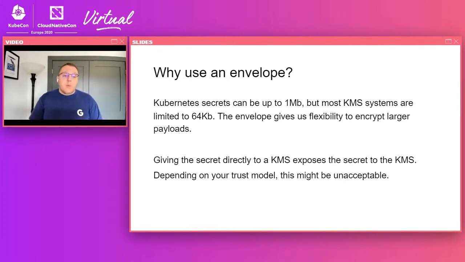On the security front, moreover, giving the secret directly to a key management system may be undesirable or not available in certain situations depending on your jurisdiction or organizational policies. So depending on your trust model, it may not be acceptable to give the secret directly to a key management system. By using the JWE envelope, we are giving an encryption key to the KMS, not the secret itself. So if someone were to compromise that communication, we're never actually sending the secret over the network.